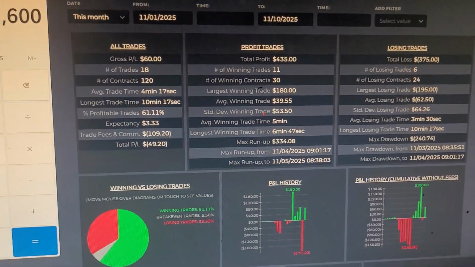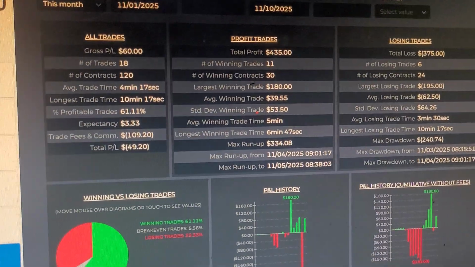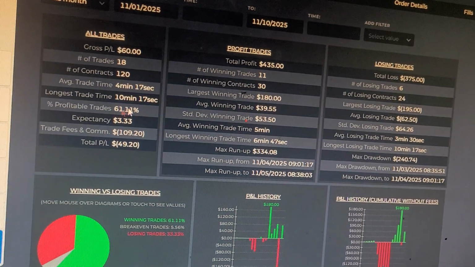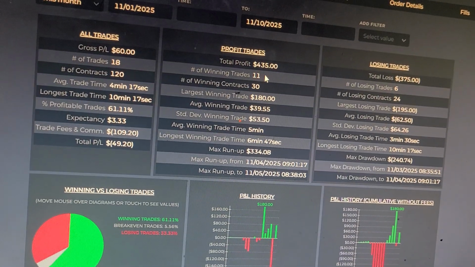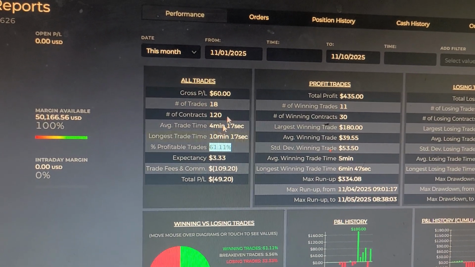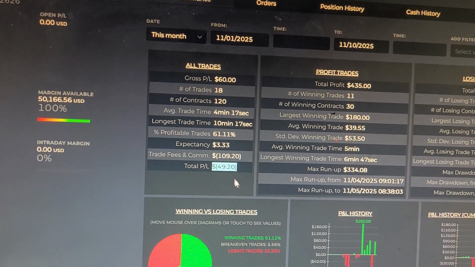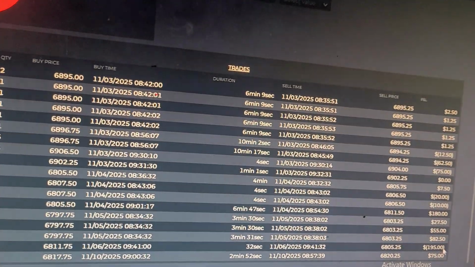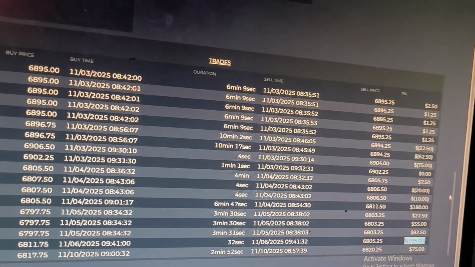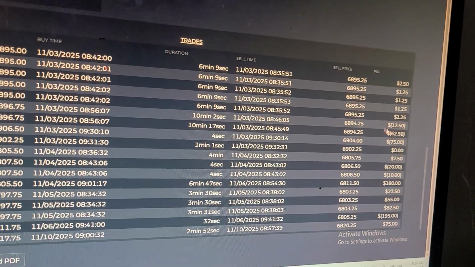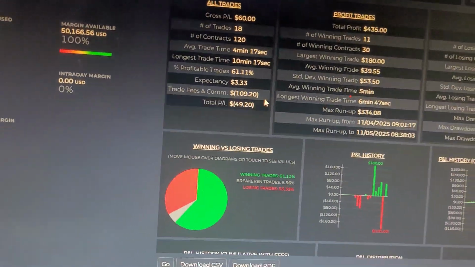So right here, we're looking at our stats for this month so far. It's currently the 10th of November, and we have 11 trades won, 6 trades lost, with a 61% win rate. Now, as you can see, we're negative. We're down 49 because I did tilt on that one trade, 195 right here. So it has really caused a difference in our stats, P&L wise.